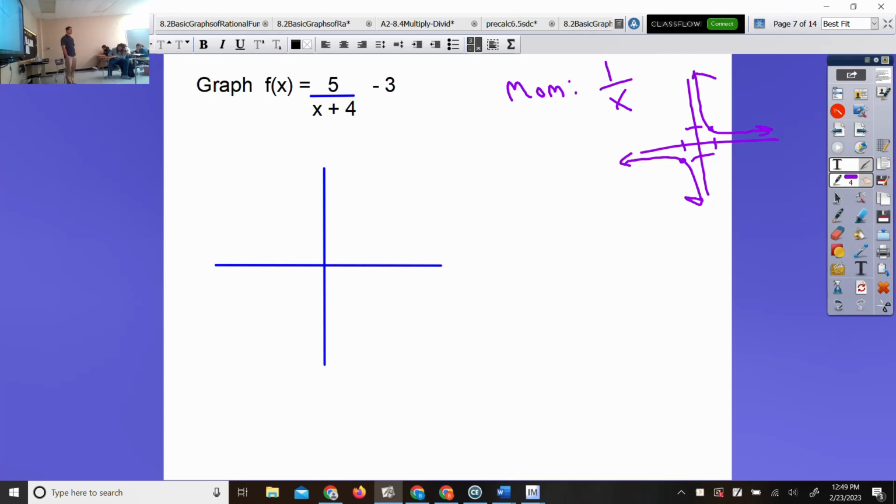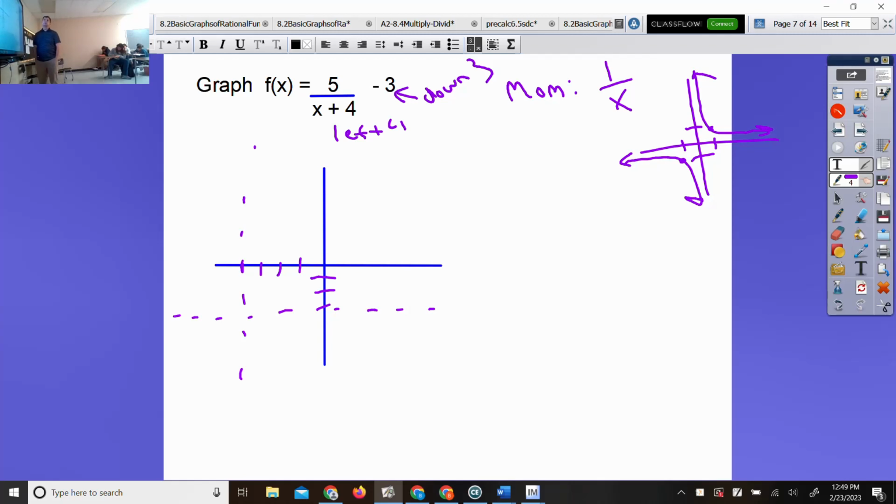What kind of shifts happen to mom? Up 4, or sorry, right 4, left 4. Left 4. And? Down 3. Everybody can do that. 1, 2, 3, 4. Down 3. You'd be really tempted just to redraw mom there, and it would actually look pretty close. It would look really close if you just redrew mom there.